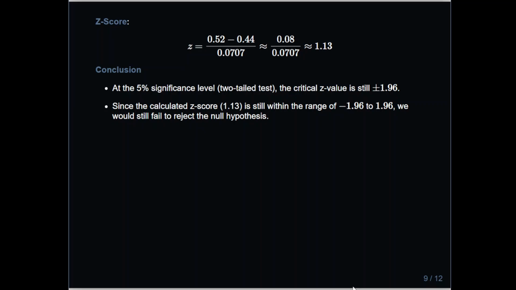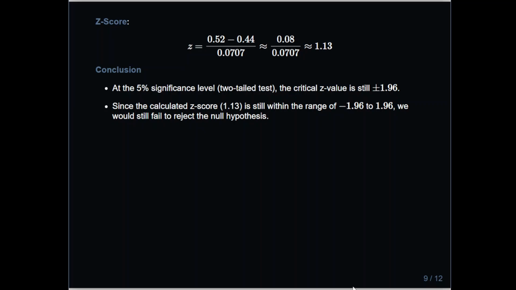So we get a Z score of 0.52 minus 0.44 divided by 0.0707. You might notice that number is actually smaller than the previous example, even though we're dealing with bigger numbers. That's the point. It should be smaller if there are larger sample sizes. Previously it was 0.0999. It's good that it's smaller because it makes the test statistic larger. So 0.08 divided by 0.0707, we end up with a test statistic of 1.13.